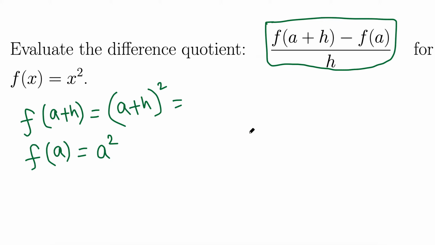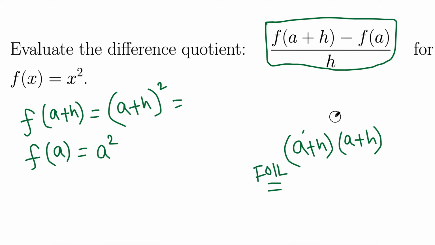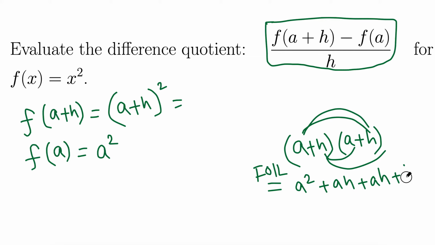Now we have to multiply a plus h by itself. It's called FOIL sometimes: first, outer, inner, and last. If we multiply, we get a squared plus ah, plus ha, which is also ah, plus h squared, and we can combine these two terms, ah plus ah, to get 2ah. So this one is in fact a squared, 2 copies of ah, plus h squared. So we found the ingredients needed on the top.